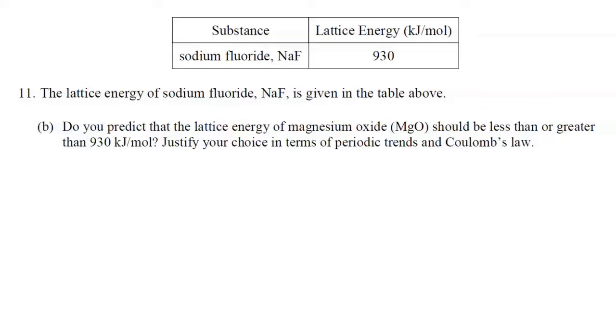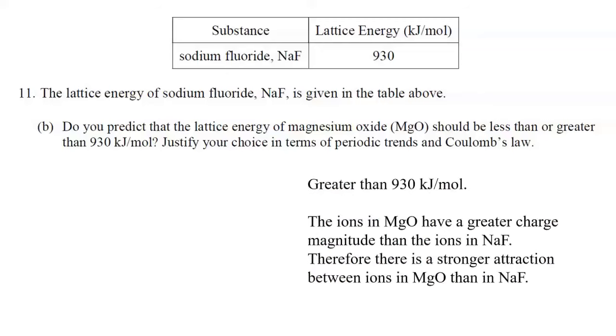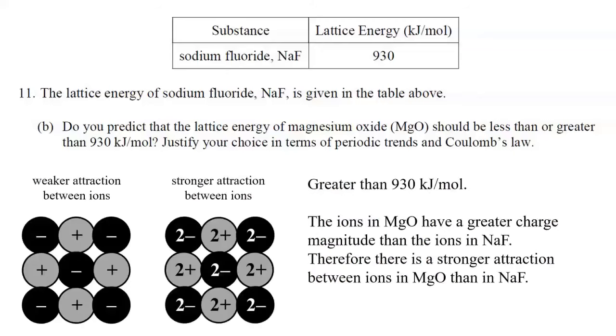Well, since magnesium's charge is +2 on the periodic table, and oxygen's charge is -2, that would mean that we're talking about a greater magnitude of charge. That leads to stronger attraction between the ions in MgO as compared to NaF. So our prediction is greater than 930 because of that greater magnitude of charge for the ions in MgO.